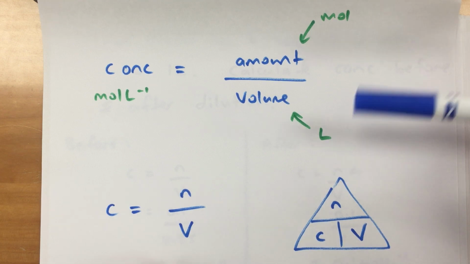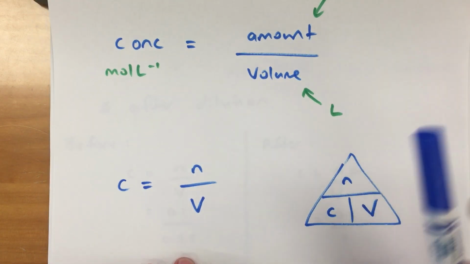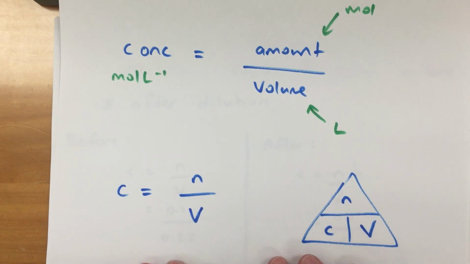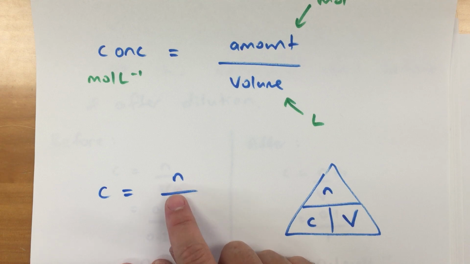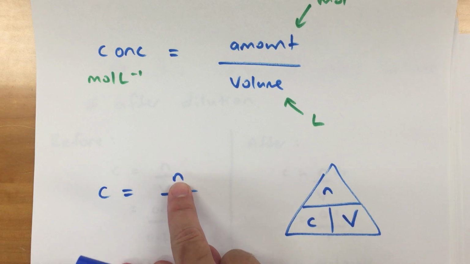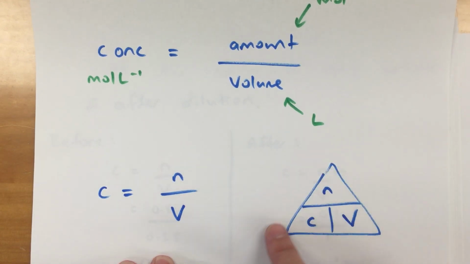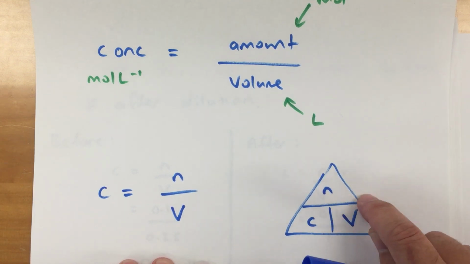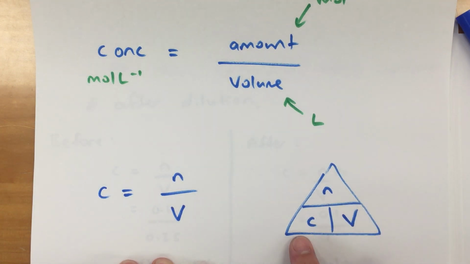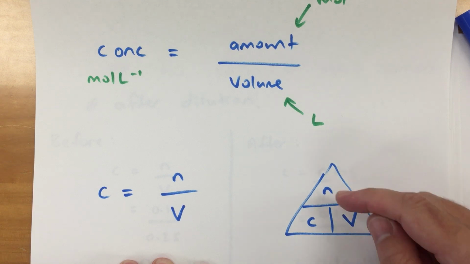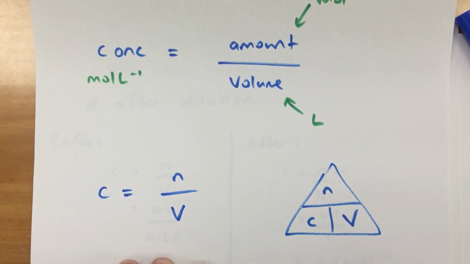The symbols that go with those three things: concentration is a lowercase c, amount or number of moles is still a lowercase n, that's the same as before, and volume is a capital V. So concentration equals number of moles divided by volume. And that can be represented by this triangle, which a lot of you are familiar with. Concentration equals number of moles divided by volume. Number of moles, if I want to work that one out, equals concentration times volume. Or volume, if I want to work that one out, equals number of moles divided by concentration.